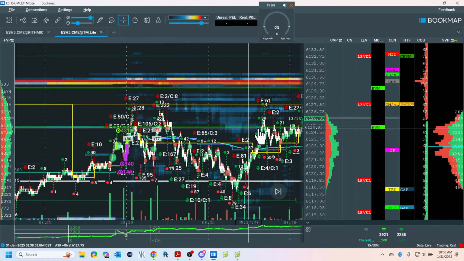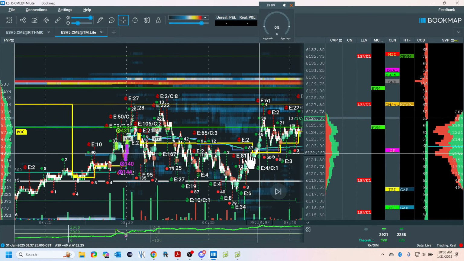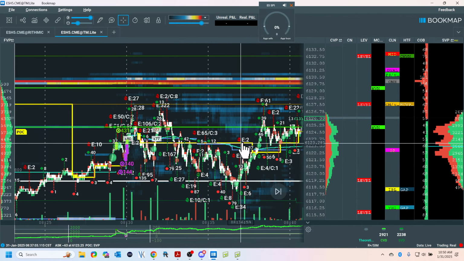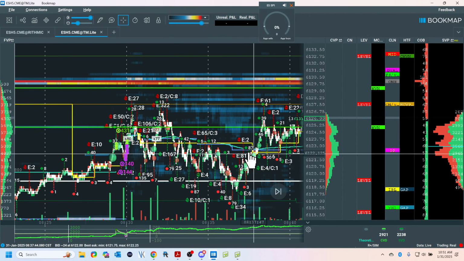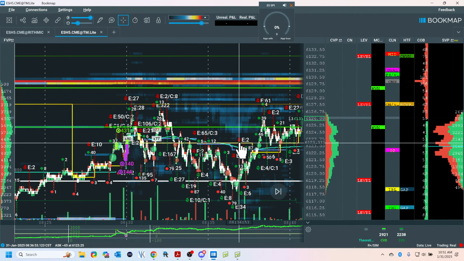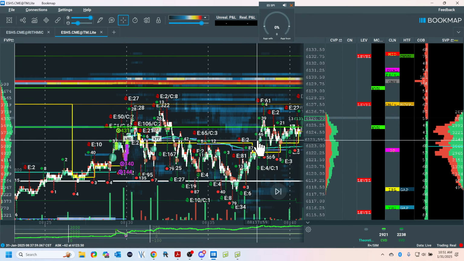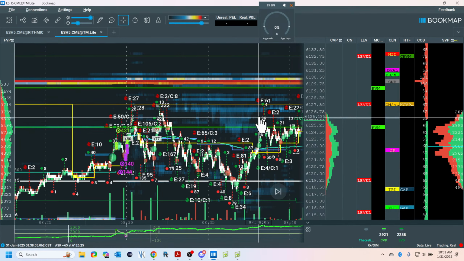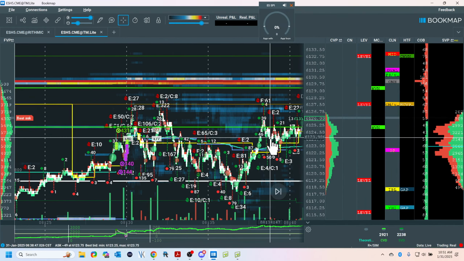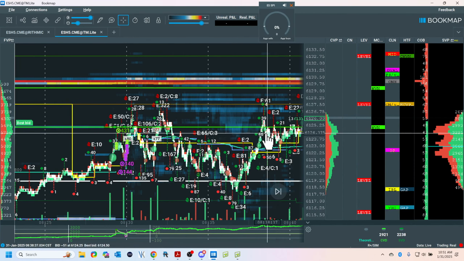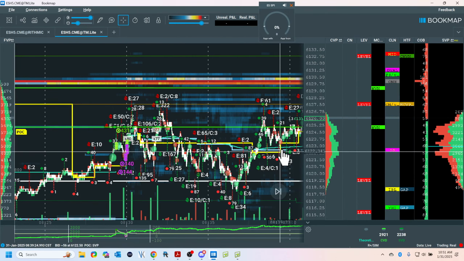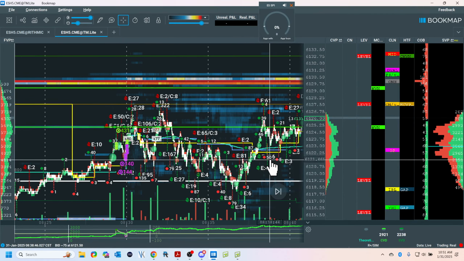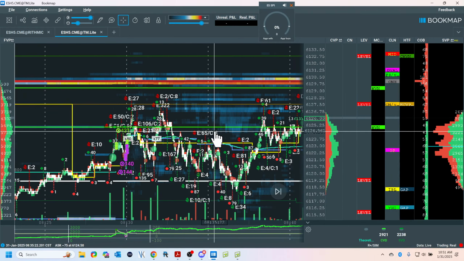So I come up to my resistance. That's what this is right here. And so I'm looking at this, and I know VPOC migration. So this might be too high. Okay, right here. And then I break high. As soon as I break high, I have a trigger. And the break high, the trigger, and there's resistance, but I have VPOC migration.